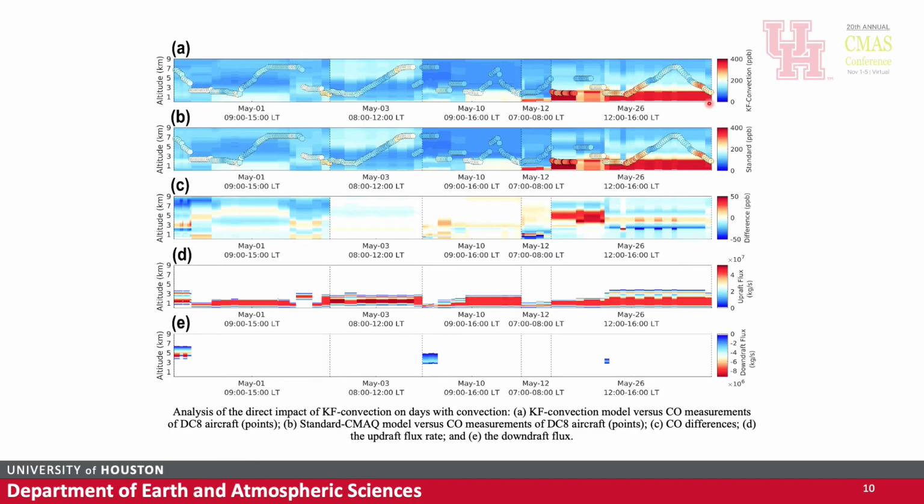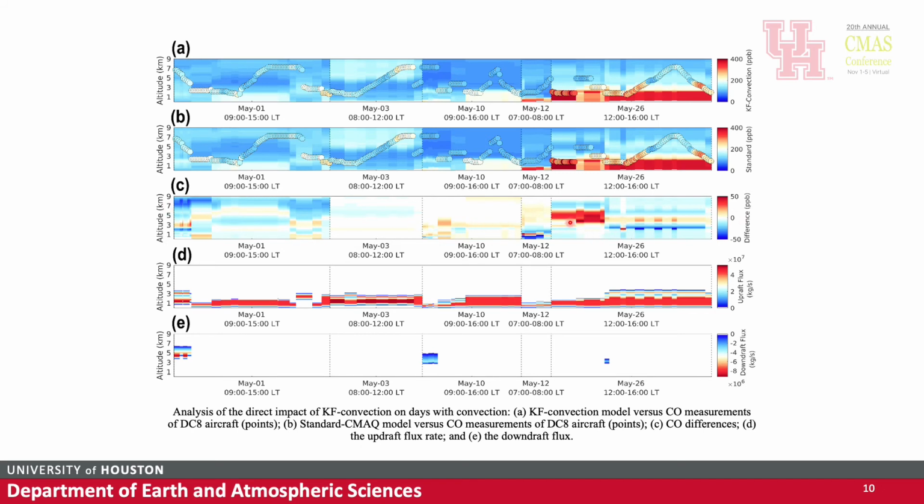With this plot, we try to analyze the direct impact of KF convection in vertical layers, and we try to show how KF convection is causing these differences. In the first two plots, you can see the KF convection and standard CMAQ compared to the points, which are the flight CO measurements. The third panel is the difference. The fourth and fifth are the fluxes. I will talk mostly on the third panel.